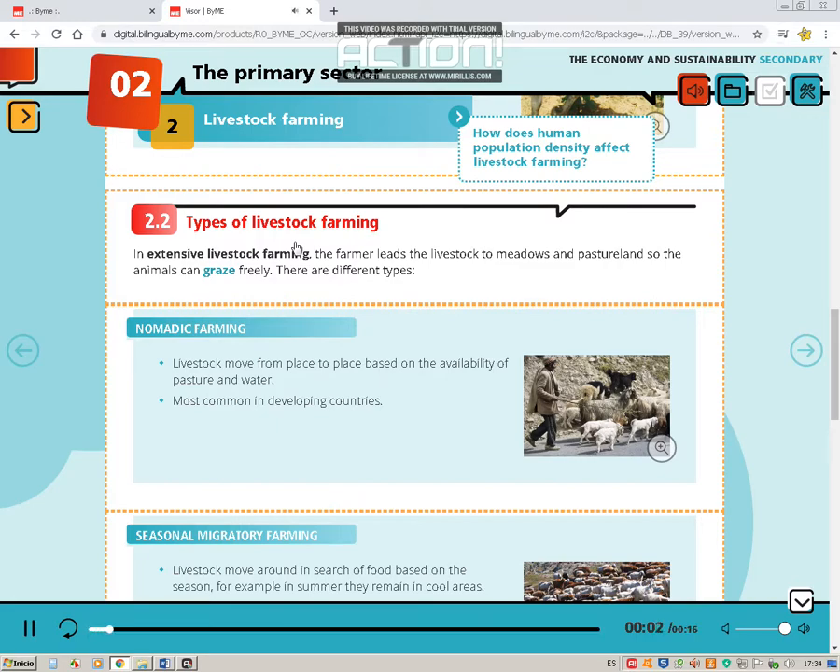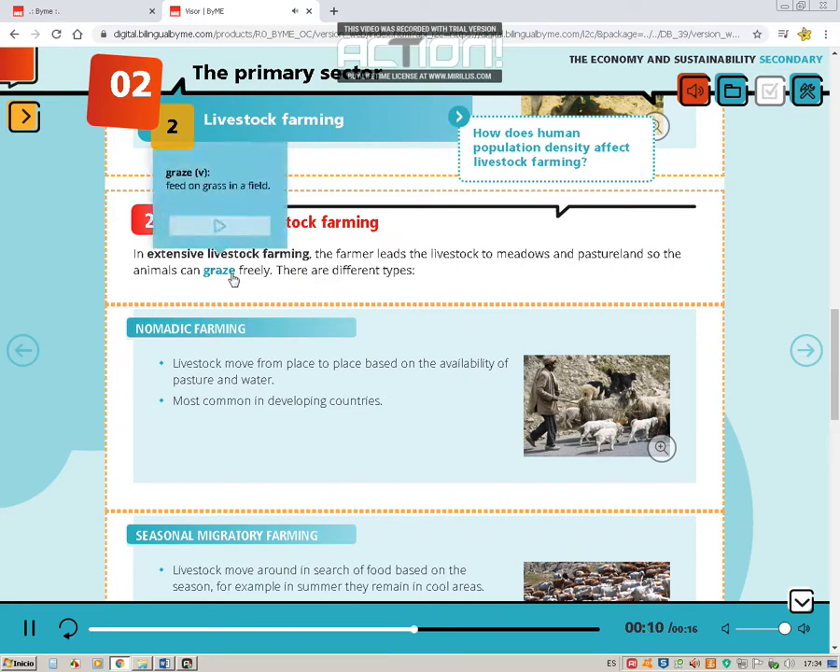2.2 Types of livestock farming. In extensive livestock farming, the farmer leads the livestock to meadows and pasture land so the animals can graze freely. There are different types.